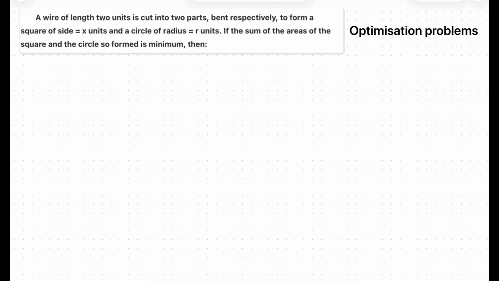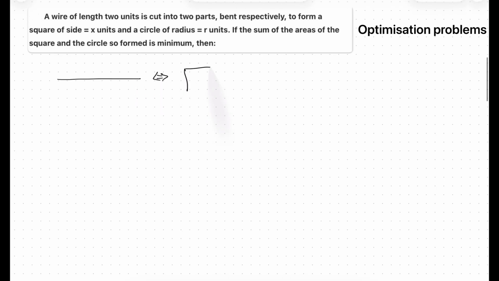The question says a wire of length 2 units is cut into two parts to form a square and a circle respectively, right? So let me just draw a wire. This has been reformed to a square plus a circle, right?